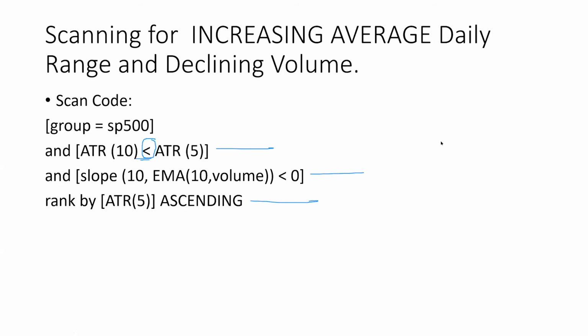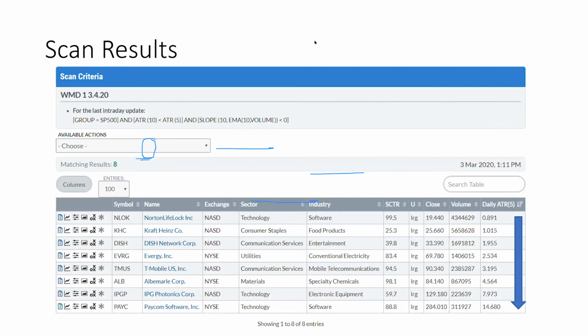Let's take a look at what this scan would do for us in terms of results. Here we have 8 scan return stocks. We again have our ATR going from the lowest to the highest. These are the stocks, these are the sectors and industries. One of the important things is to simply observe the scan results to see what's returning. Here, the majority of stocks are from the technology area. We also have quite a few from defensive sectors: food products, utilities, mobile telecom. Those are traditional defensive sectors.